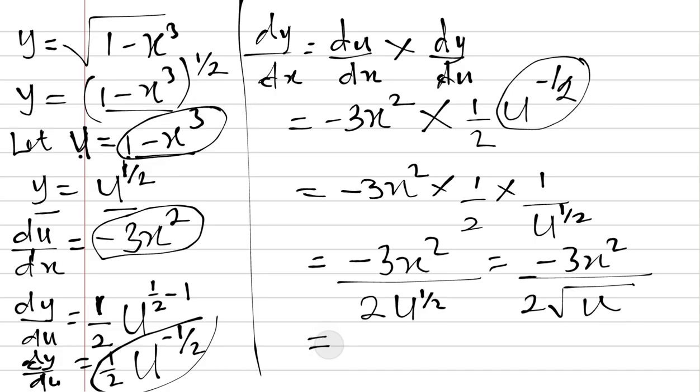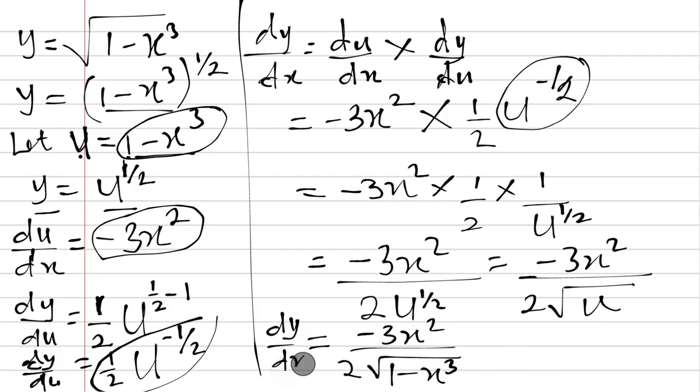So this will be what? Minus 3x squared over what? 2 roots. What's your u now? 1 minus what? X raised to power what? 3. So this is your dy dx. Do you understand that now? So that is the answer to that question.